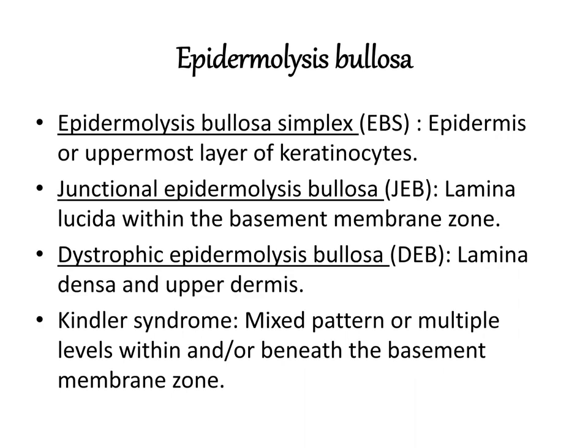relatively milder disease. In junctional, as the word means, it is in the junction between the epidermis and the dermis. Lamina lucida is one layer in the basement membrane. The other defective protein is there. Then dystrophic, the further deeper one, epidermolysis bullosa dystrophica, is due to lamina densa and upper dermal protein damage. Kindler syndrome can present with mixed patterns, the blistering occurring in all these areas.